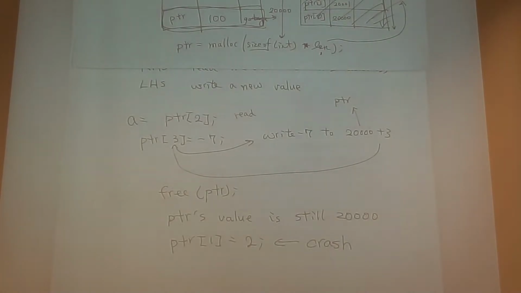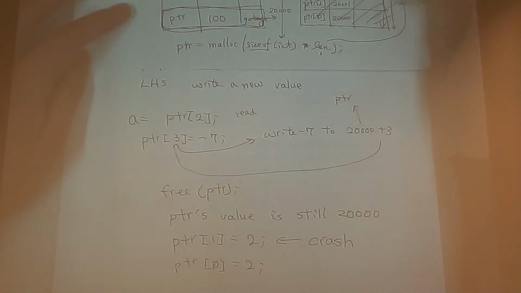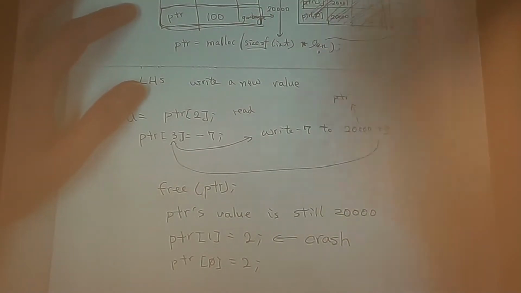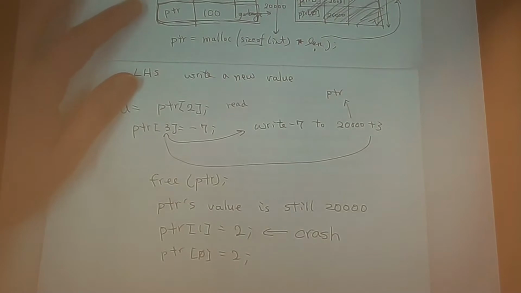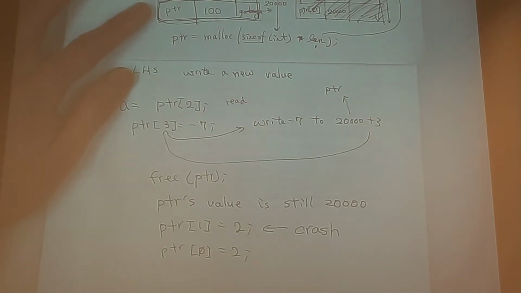Yes. What if you write PTR 0 equals to 2? Does that crash still? What memory do you free? The whole chunk. So this is also gone. You don't have access to this piece of memory. The whole chunk is gone. I am not releasing part of memory. C does not allow you to release part of memory. When you release memory, you release the whole chunk. Everything here is gone. But the value is still 20,000. Yes. That simply means you cannot use it. Okay. Does that make sense?